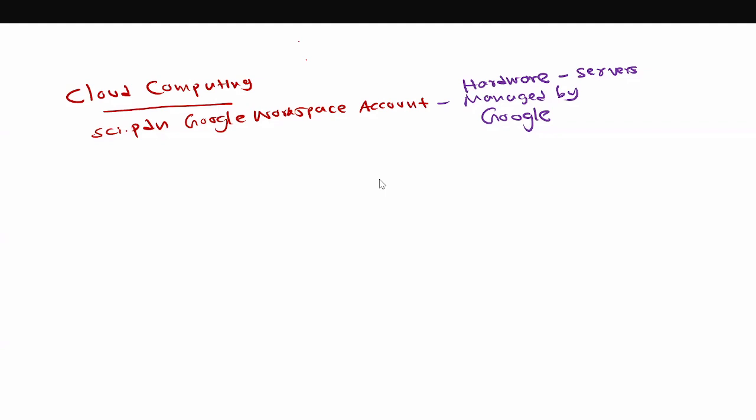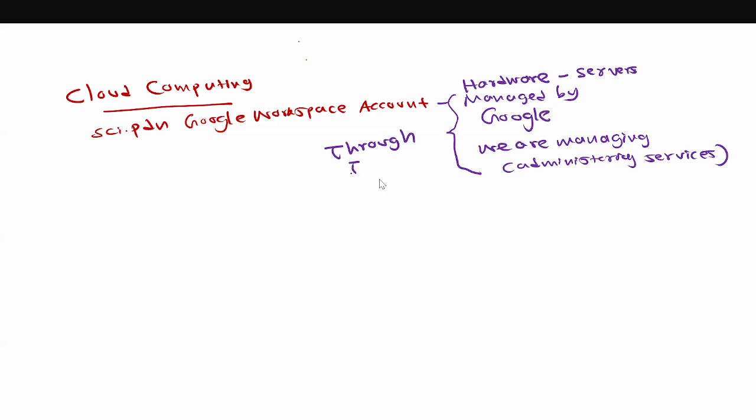That means we have not seen this hardware. We are just managing or administering the services. So this is a classic example of the cloud, and that means we are accessing the hardware through the internet. We are managing it through the internet. So that's a classic example of cloud computing, providing resources via the internet, virtually. These are virtual resources.